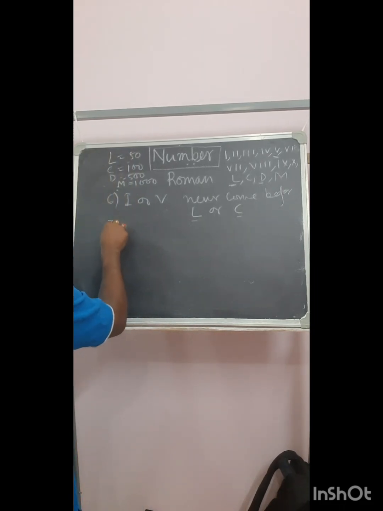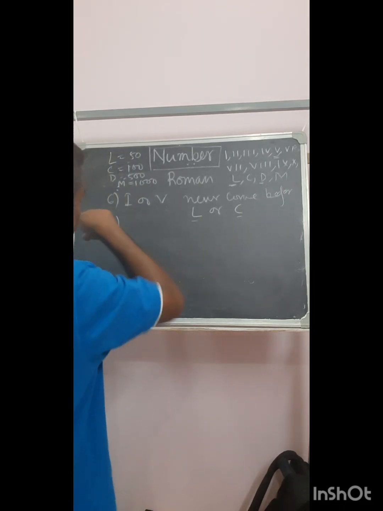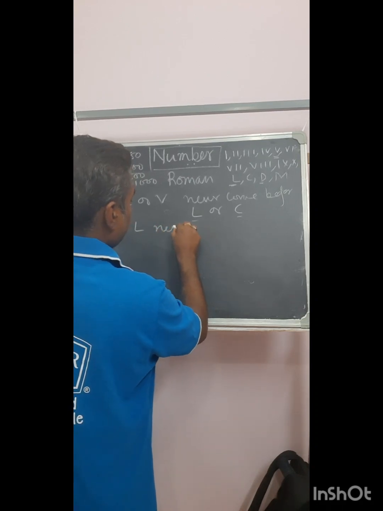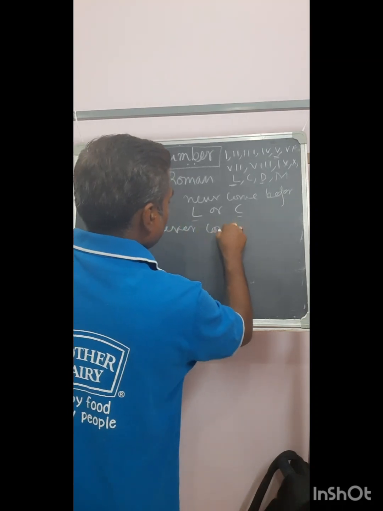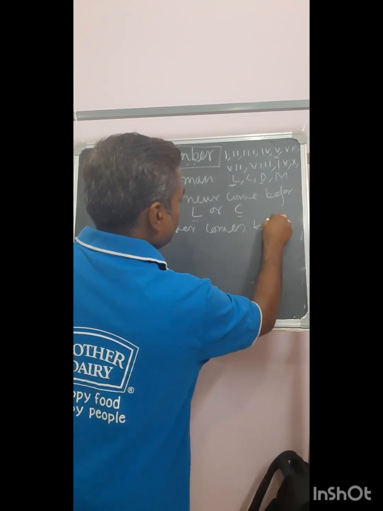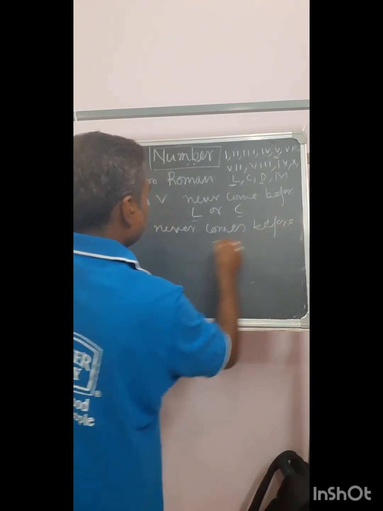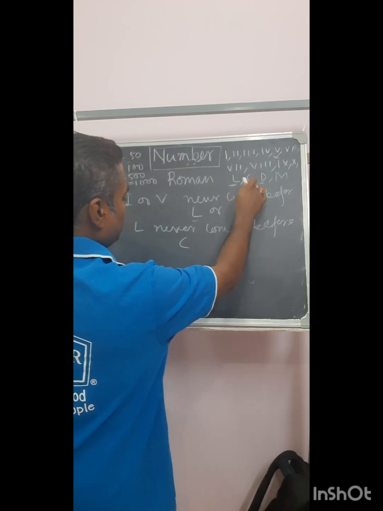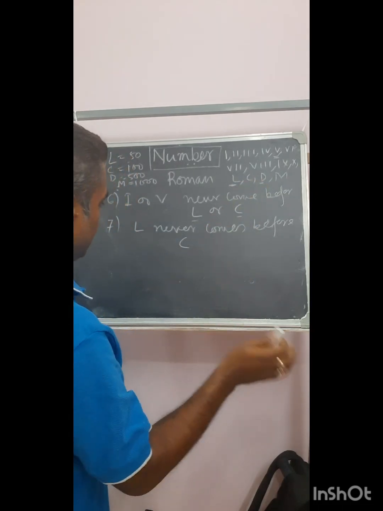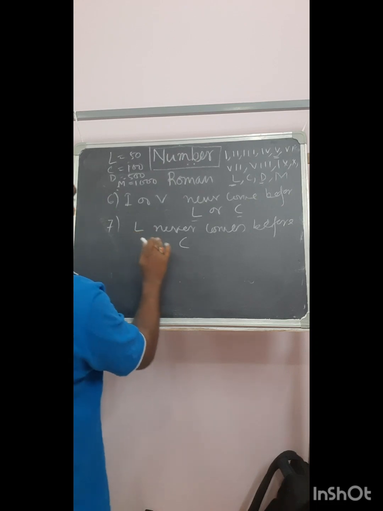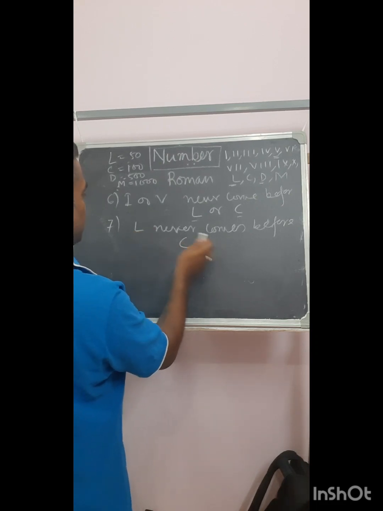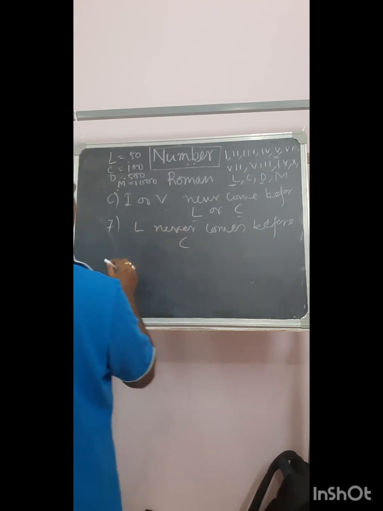Seventh says L never comes before C. So L is smaller than C, so L will never come before C. So you can represent any number where L would need to be subtracted. If L is not coming before C, L cannot be subtracted from C.